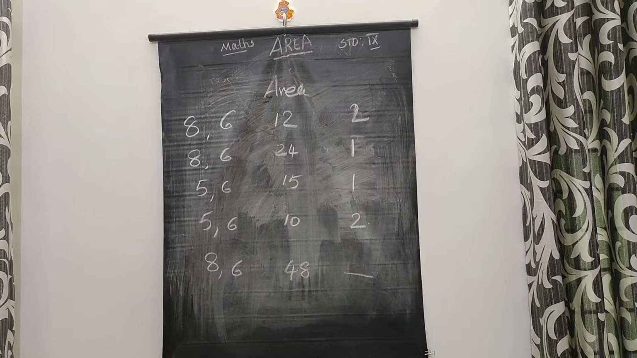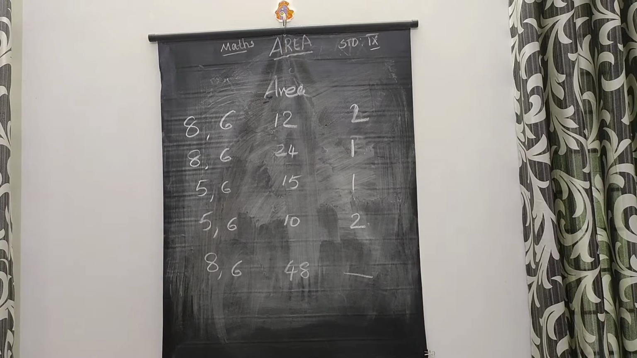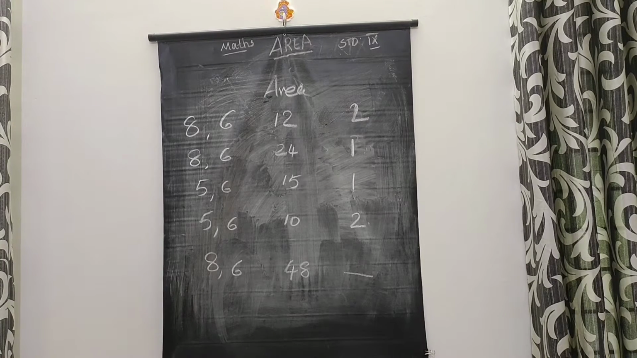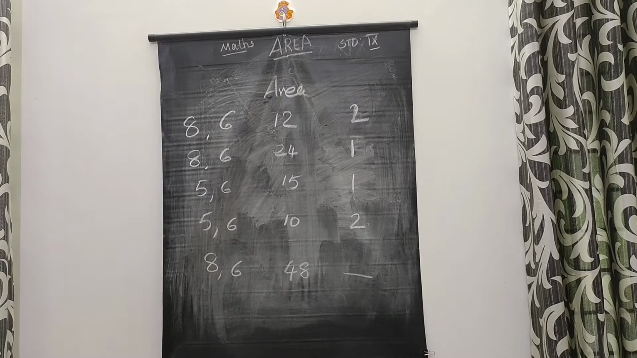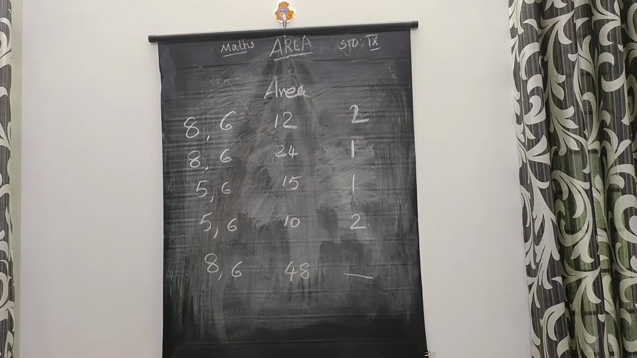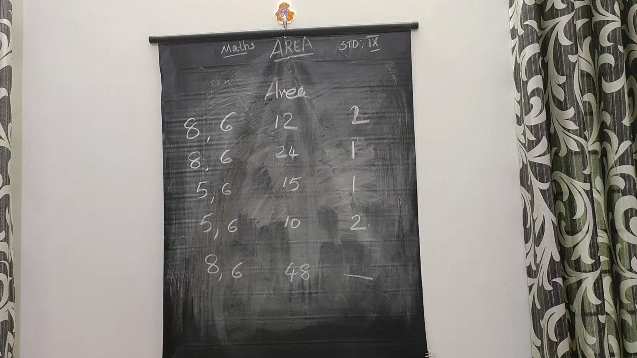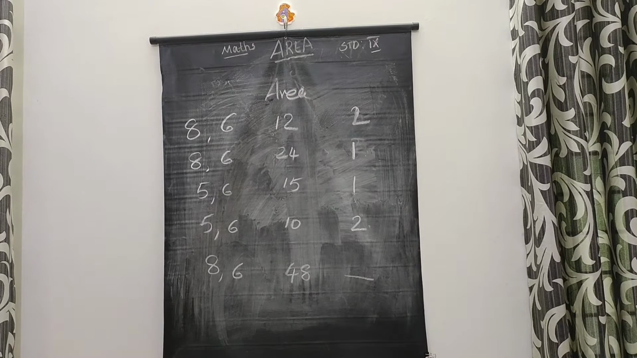And the other cases: if you take 8 and 6, the first case, 8, 6 with area 12 square centimeter, it is less than half of the product. 12 is less than 24. Then we can draw two triangles. And the fourth one also, the product of 5 and 6 is 30, its half is 15. 10 is less than half of the product. Then also we can make two triangles.